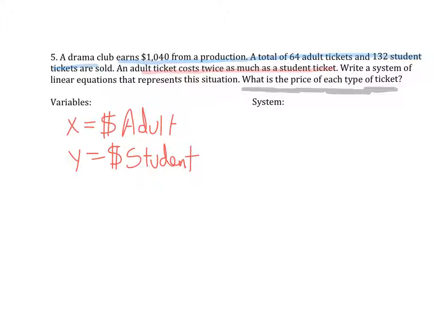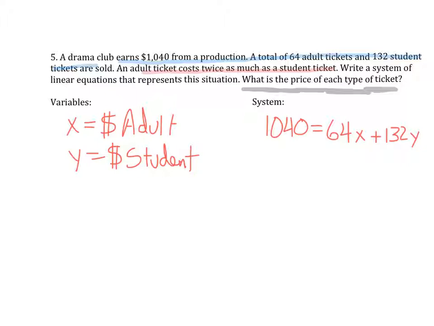So then I want to write my equations based on those variables. The first one is the amount of money that they're making. So I have my total of $1,040, and I set that equal to 64 adult tickets times the price of an adult ticket, which is x, plus I need the amount of money made on student tickets. So there's 132 student tickets times the price of a student ticket, which is y. So there's my first equation.